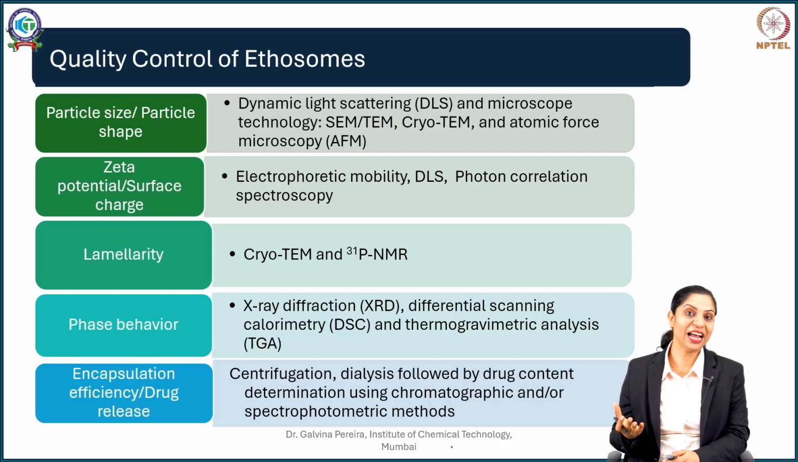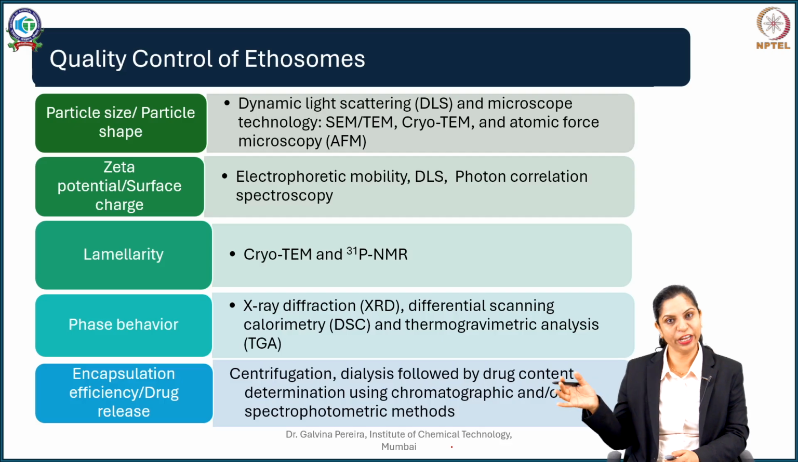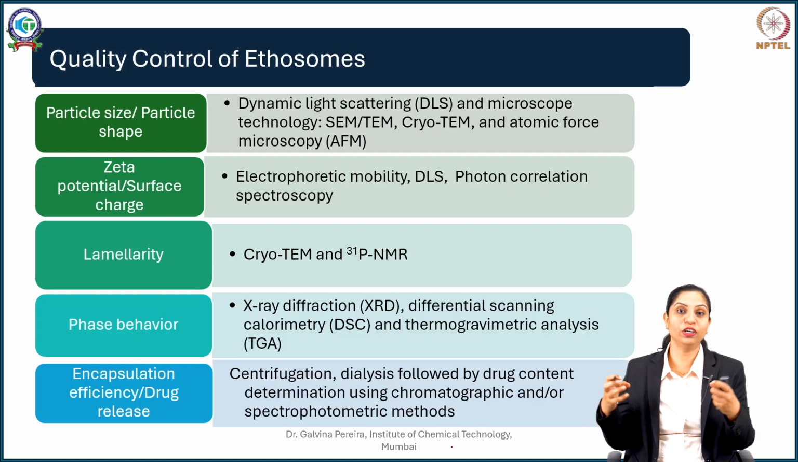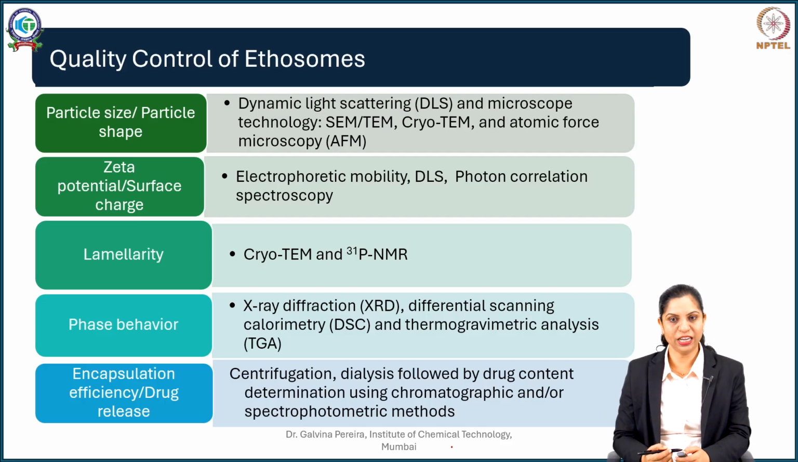Now the stability of your ethosomes depends on the zeta potential and the surface charge. You can check that by measuring electrophoretic mobility. Negatively charged particles will move to positively charged electrodes and vice versa. DLS also gives you a fair idea about the potential, because the Brownian motion for similarly charged particles would be more repulsive. You can also do what is called photon correlation spectroscopy.